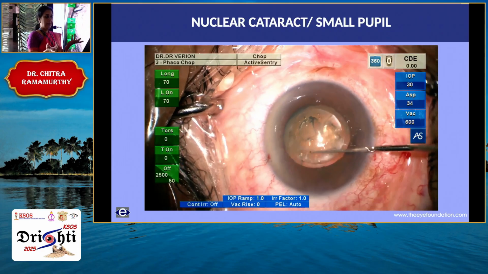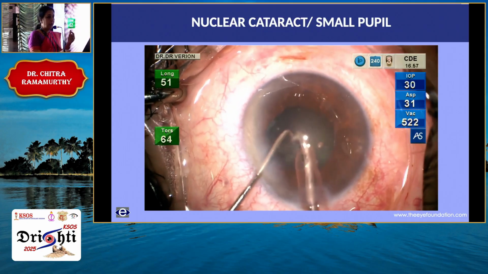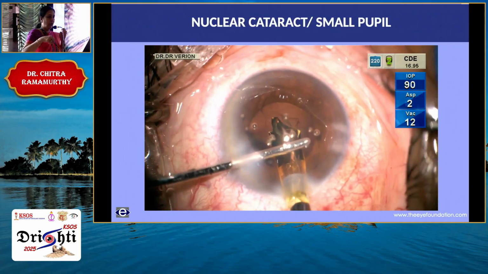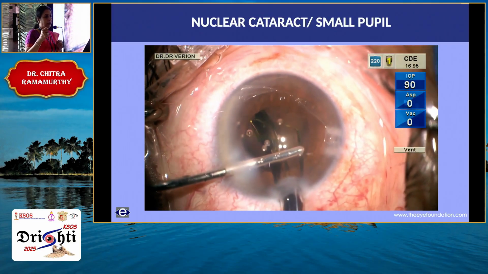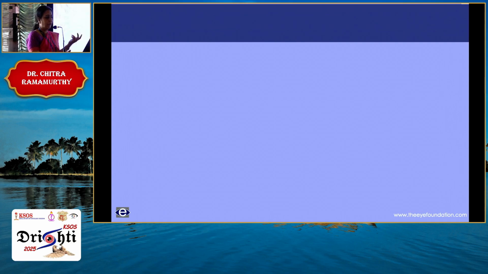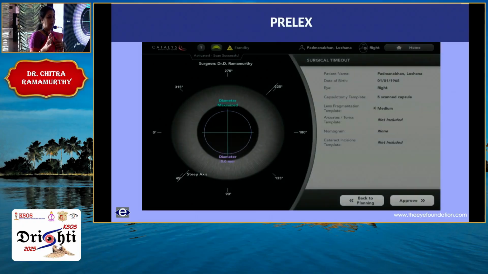Then it makes it a lot easier, and you can even have the steps where there are repetitions of the overlapping pulses that can be cut off, so that the duration of time of doing these steps becomes far easier. Now, this is on the Prelex platform.